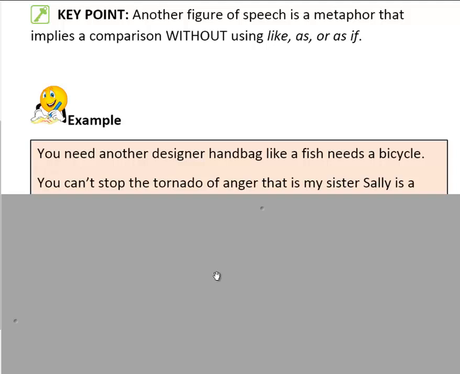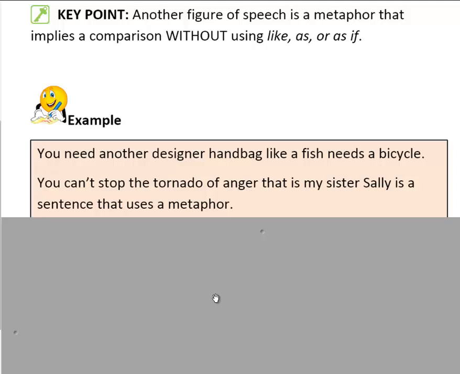You can't stop the tornado of anger that is my sister Sally. That's a sentence that uses a metaphor. A tornado is a violent and angry storm, and even though we don't have the words like or as if, the author is comparing Sally to a violent and angry storm, so we can infer that we probably don't want to mess around with Sally.